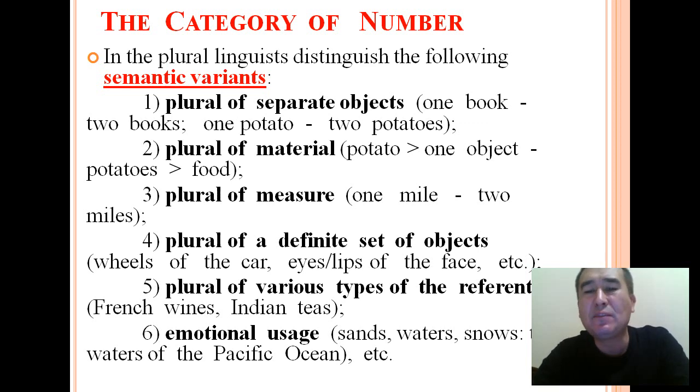5. Plural of various types of the referent: French wines, Indian teas. 6. Emotional usage: sands, waters, snows, the waters of the Pacific Ocean, etc. So you have to note that in the sixth point we have emotional usage. It means that most uncountable nouns can be countable in general use with a shift of meaning. For example, sands means desert, waters means seas, and so on.